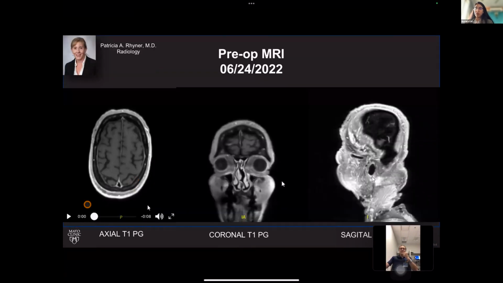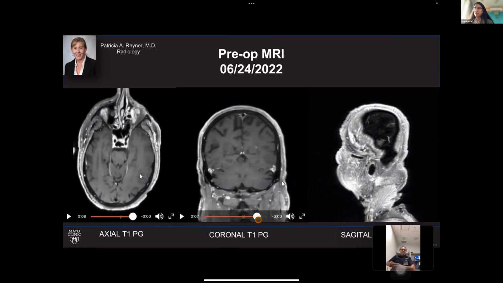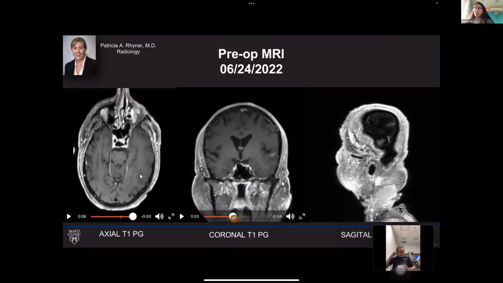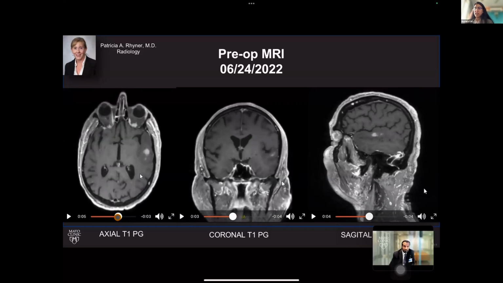So this is the pre-op MRI that was done. On the axial T1 cut, we can see that there is an enhancing lesion present in the left temporal lobe. This focal hyperintensity is present in the superior temporal gyrus, and we can see in the coronal T1 post-contrast section there's flattening of the sulci and mass effect, indicating a diffusely infiltrating tumor with poorly defined margins.